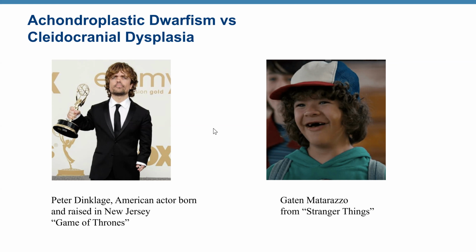And cleidocranial dysplasia, that's a genetic disorder that affects intramembranous ossification. And this is another actor, I don't know how to pronounce his name correctly, Gaten Matarazzo. He played a role in Stranger Things. So he has some abnormalities in formation of the mandible, clavicle, and some cranial bones, because that type of disorder affects formation of flat bones, cleidocranial dysplasia.